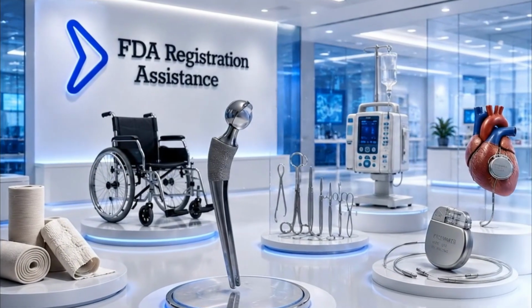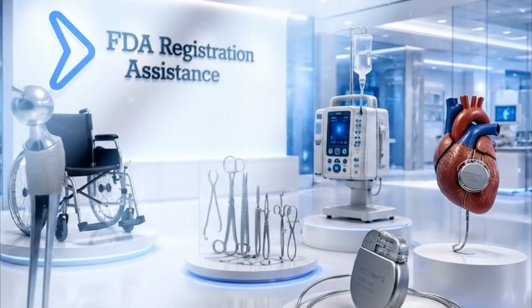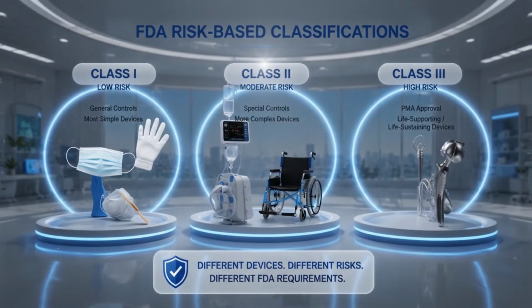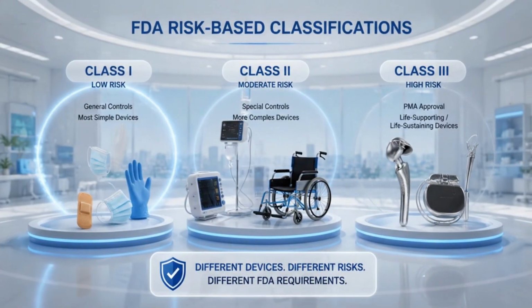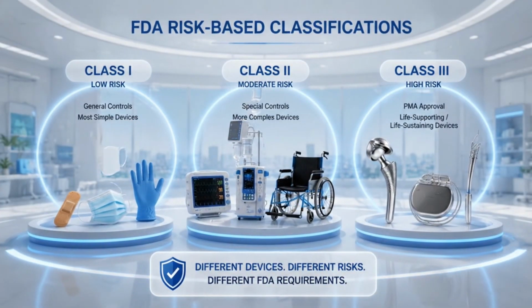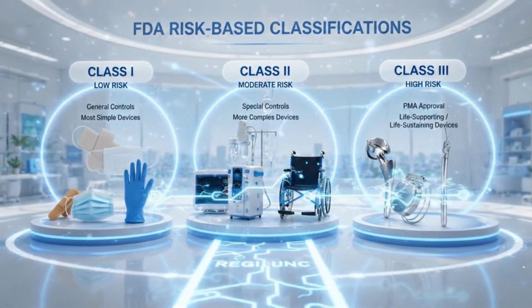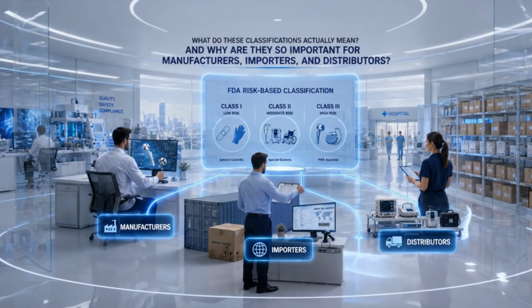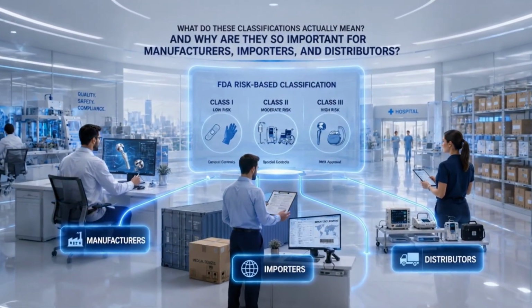Not all medical devices are regulated the same way by FDA. Some devices face relatively simple requirements, while others undergo years of strict testing and regulatory review before they can legally enter the US market. That is because FDA places medical devices into different risk-based classifications: Class 1, Class 2, and Class 3. But what do these classifications actually mean? And why are they so important for manufacturers, importers, and distributors?